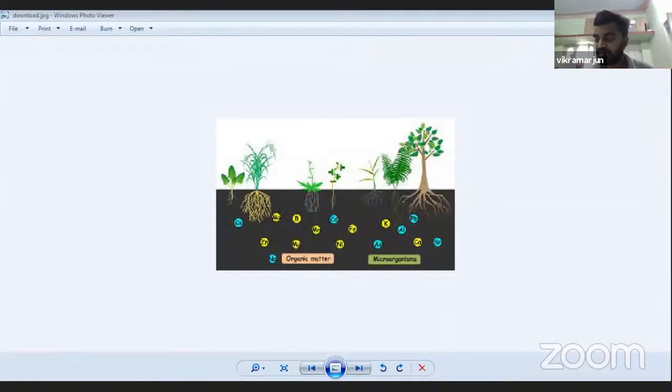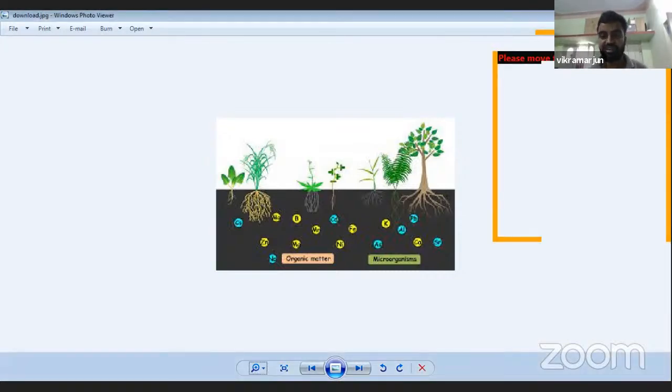So this is the essentiality of the nutrients, the criteria he chose. And all the nutrients are not required by the plants in the same quantity. Some nutrients are required in very large quantity, and some nutrients are required in less quantity.